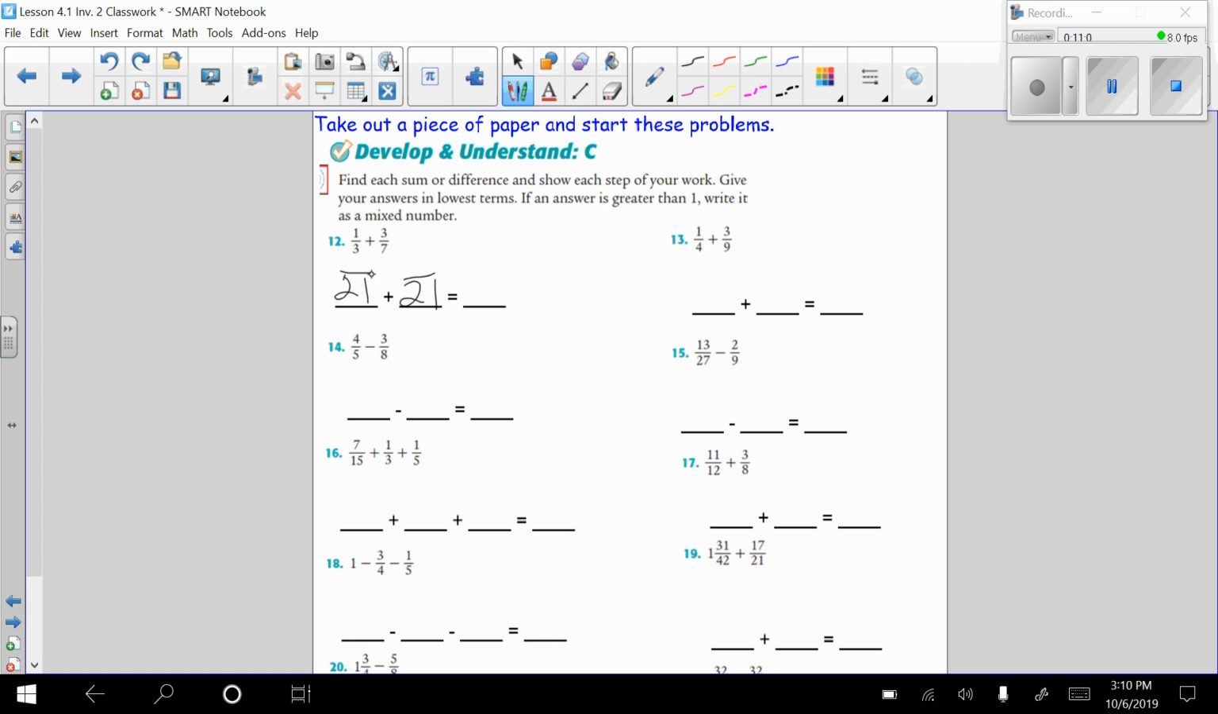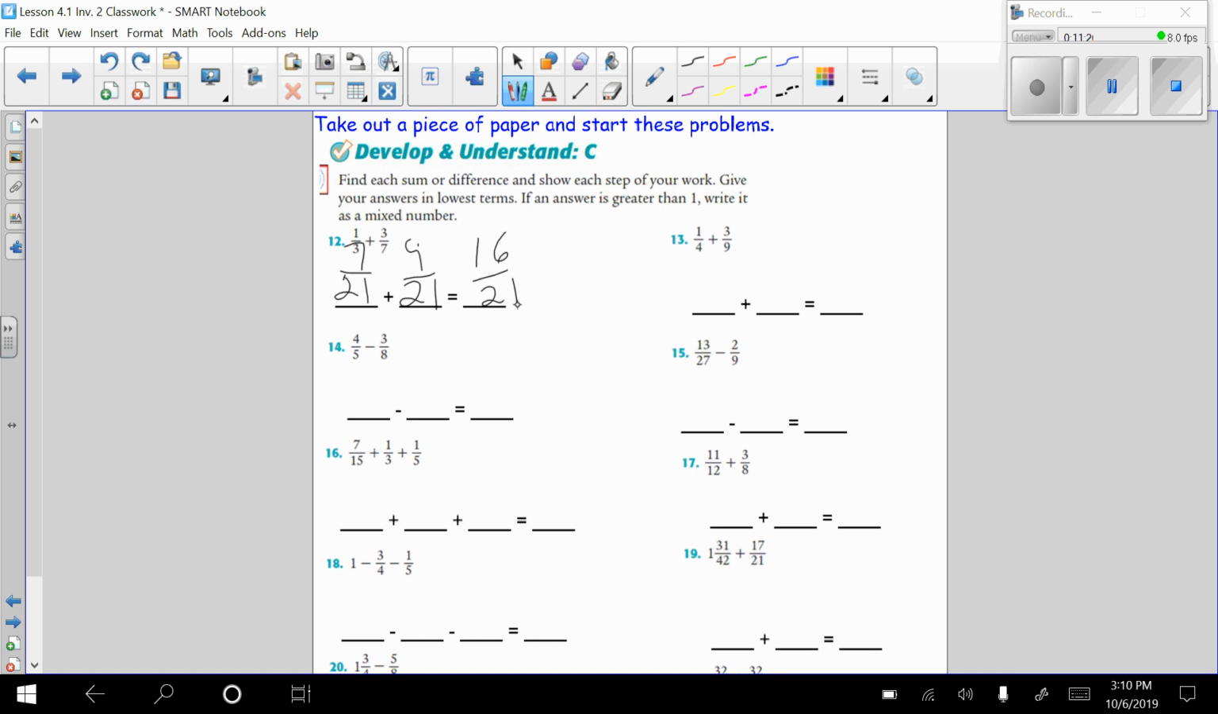Then what did I do to 3 to get to 21? I multiplied by 7. 7 times 1 is 7. What did I do to 7 to get to 21? I multiplied by 3. 3 times 3 is 9. And in this case, we are using addition, so make sure we're watching our signs. If I add 7 plus 9, that is 16 over 21, and that would be in simplest form.